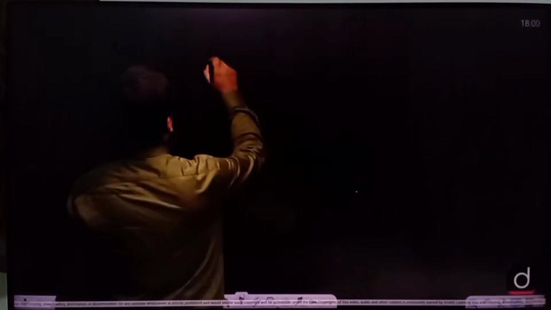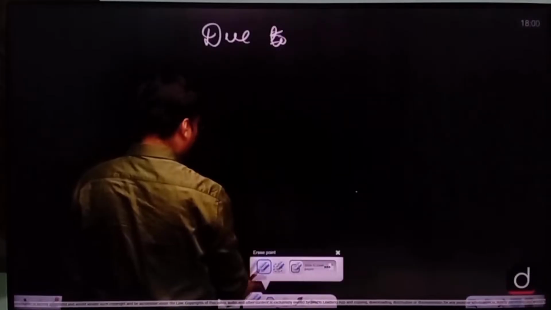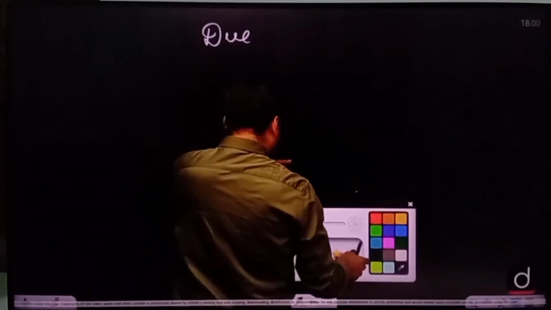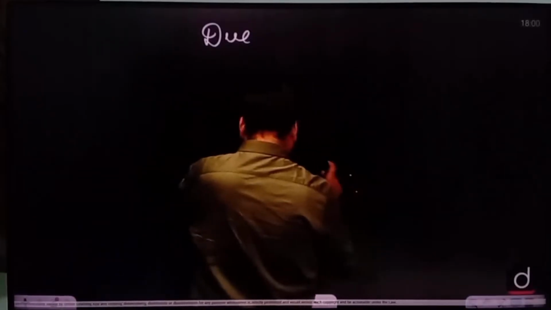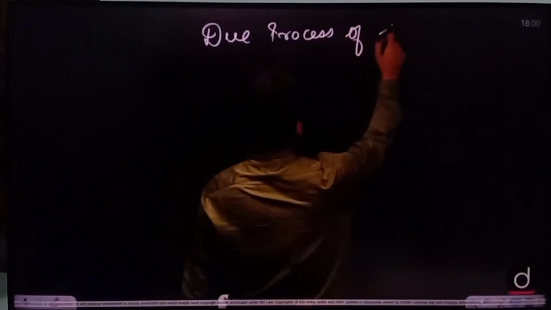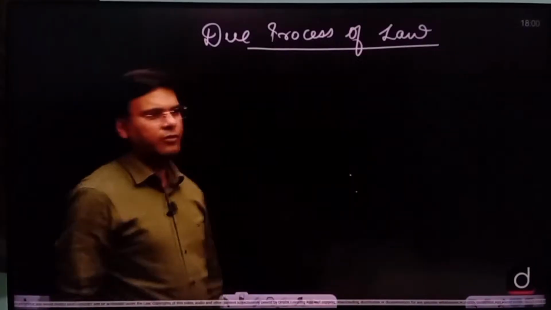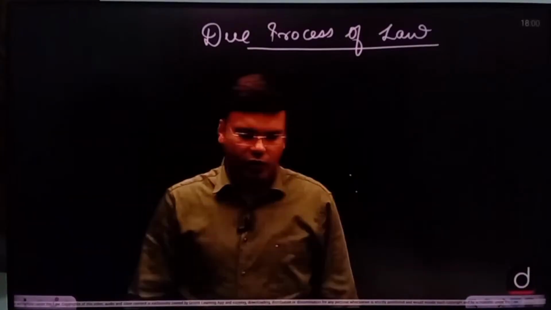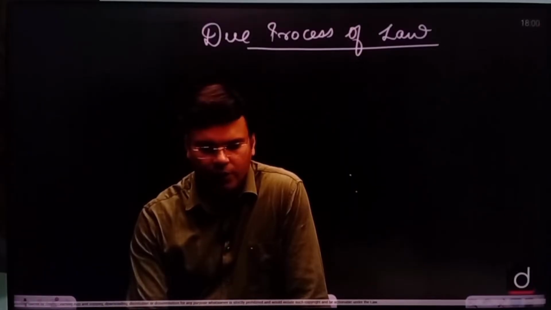Okay, so first we'll try to understand an important concept of due process of law. So what does it mean? What do you basically understand by the idea of due process of law? Or rather I should say the idea of procedure established by law.